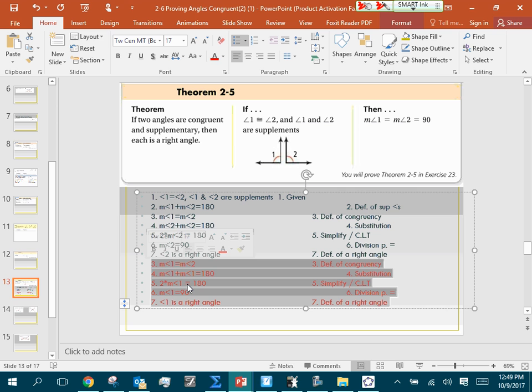But understand that that stuff there in red is exactly the same thing that we have up here in black. And if we just write out a short statement that says, because I've already shown that angle 2 is a right angle, and I know angle 2 and angle 1 are congruent, I know angle 1 is a right angle, that is sufficient.